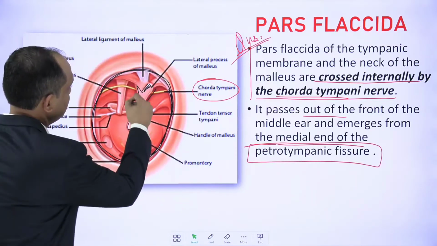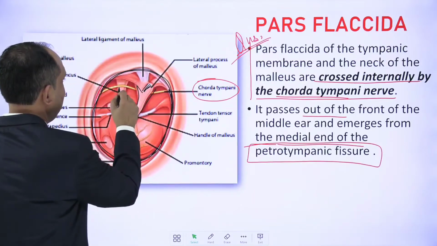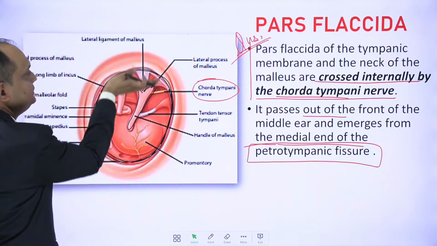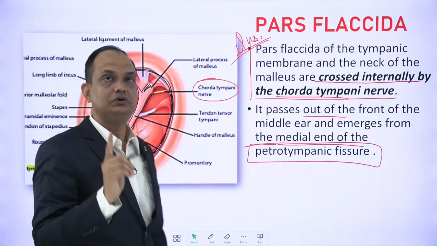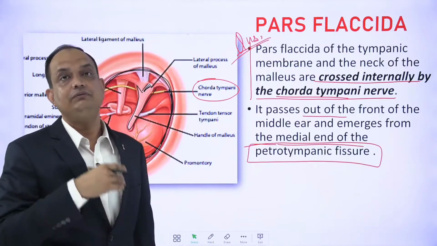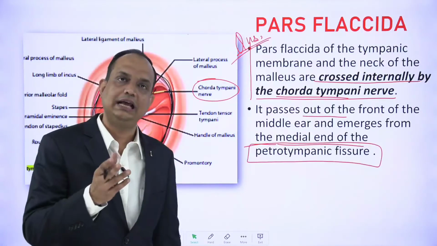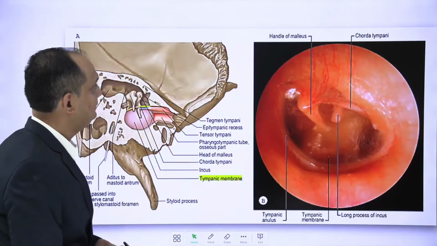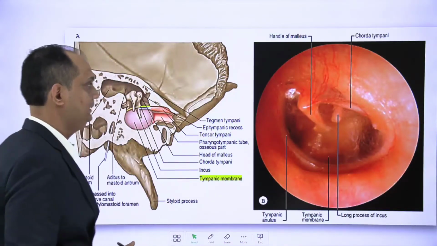Now, just behind this you can see a yellow colored line, and this yellow line is present in the upper part, which is known as pars flaccida. Clear? So, the first question for your exam: the chorda tympani nerve is related with which part of the tympanic membrane? The answer is pars flaccida, or it can be asked vice versa. Then in these two diagrams you can appreciate the nerve more clearly.